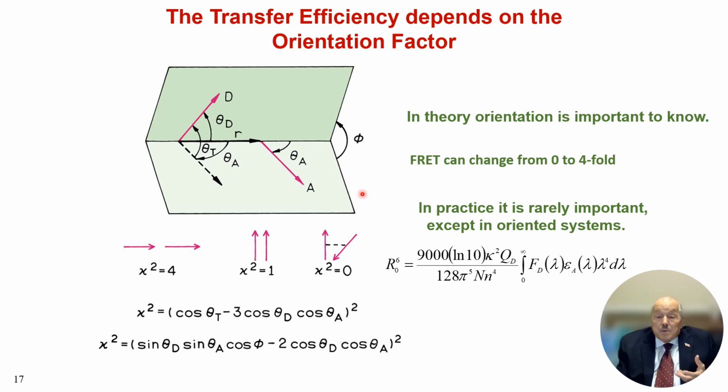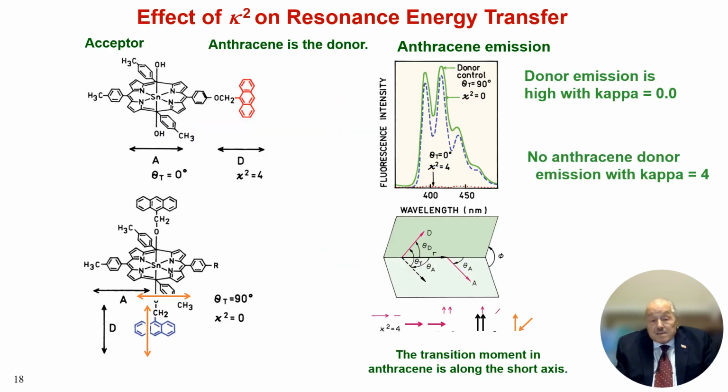So that gives you the bad news that there can be a lot of FRET or no FRET at all, depending on the orientation of the donor and the acceptor molecules. That bothered people for a long time, but it's not really a problem. Here's the one case. This is the only case I found in the literature where you can see an effect of kappa squared on energy transfer.